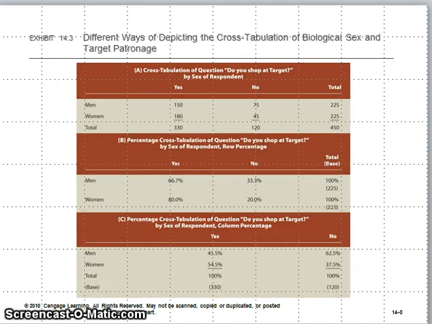And Exhibit 14.3, different ways of depicting the cross-tabulation of biological sex and Target patronage. Cross-tabulation of the question, do you shop at Target, by sex of respondents. Men, a higher percentage, it looks like, say yes. Women, higher, say yes as well, with a total of 450. If you look down, do you shop at Target by sex of respondents, row percentage? And then you see percentage cross-tabulation of do you shop at Target, sex of respondents, column percentage.